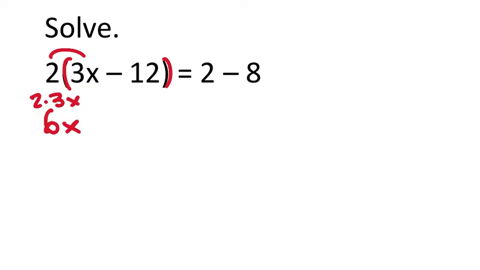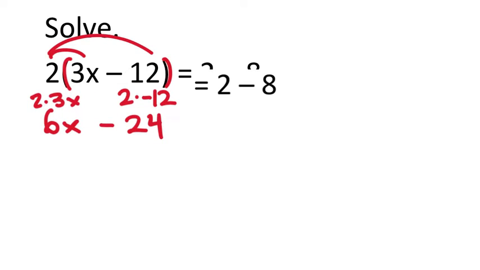me 6x's. And then over here, this is 2 times negative 12 because of the minus sign. And 2 times negative 12 would be negative 24. So this equals everything from the right side here. So it equals 2 minus 8 still. But now that I have all the distribution done, now I will choose to do combining like terms.